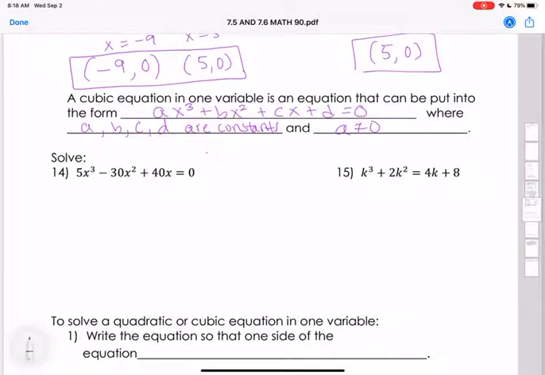First, what do we do first? We look for that greatest common factor. So is there anything that we can pull out of number 14 for all of our terms? How about 5x? And what we're going to be left with is x squared minus 6x plus 8 equals 0. Go ahead and try to finish this problem off. Also, give number 15 a try.